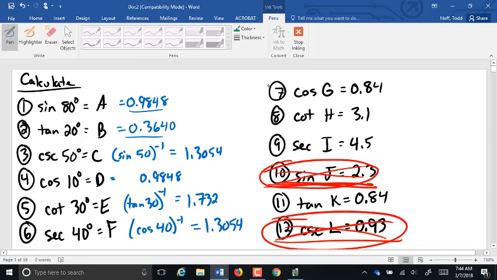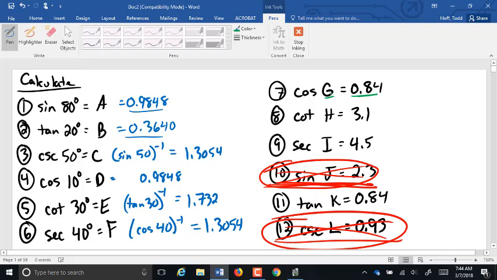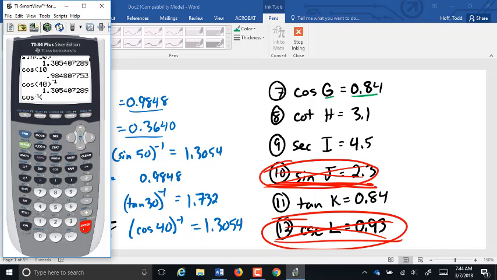So number 7, cosine of g, of course, that's just second cosine, 0.84. Why are we using the second cosine, that cosine -1, instead of just cosine? Yeah, we're given the value of the function and we're trying to find the angle, so we're going backwards, which gives us 32.86 degrees.